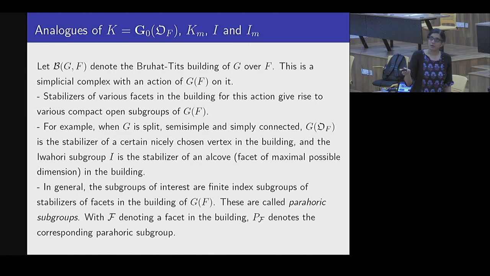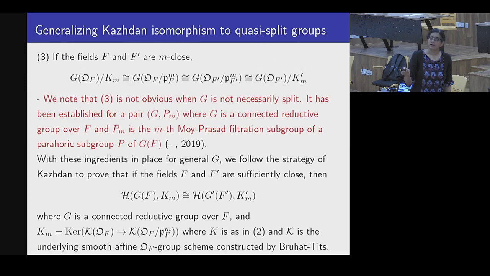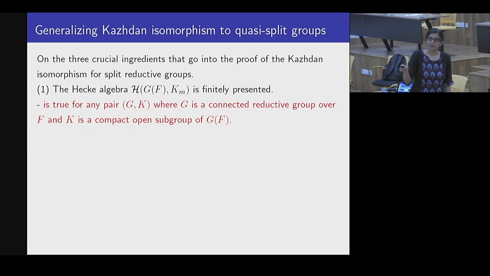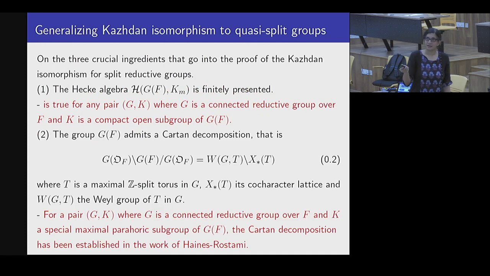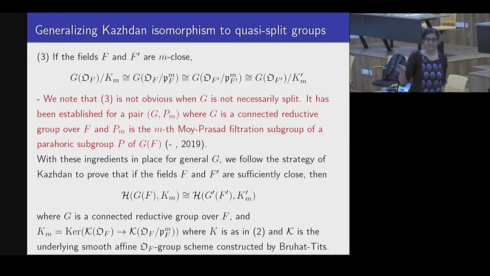So that's how this part is generalized. And as I said, the other ingredients were essentially the Cartan decomposition and the fact that this is finitely presented. These are already known. And using this, one can generalize this isomorphism to non-split groups. I'll stop here.